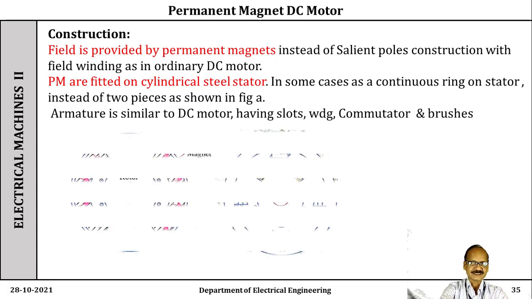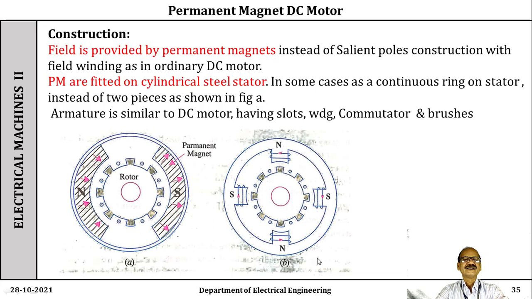Now see the construction. See figure B. This is the conventional DC motor and figure A is the permanent magnet DC motor. In a conventional DC motor, the stator has four projecting poles, or we can say field poles, on which field winding is wound. When excited by a DC source, it will produce alternate north pole and south pole. So it will produce the stationary magnetic field.